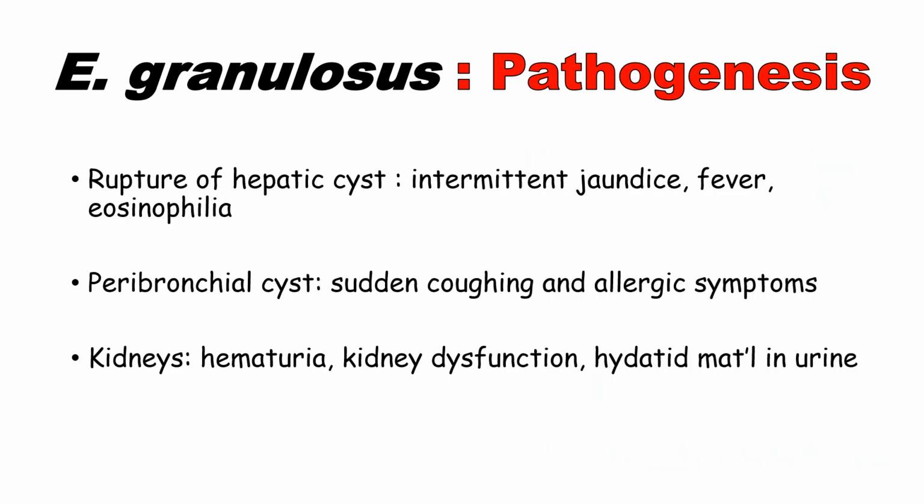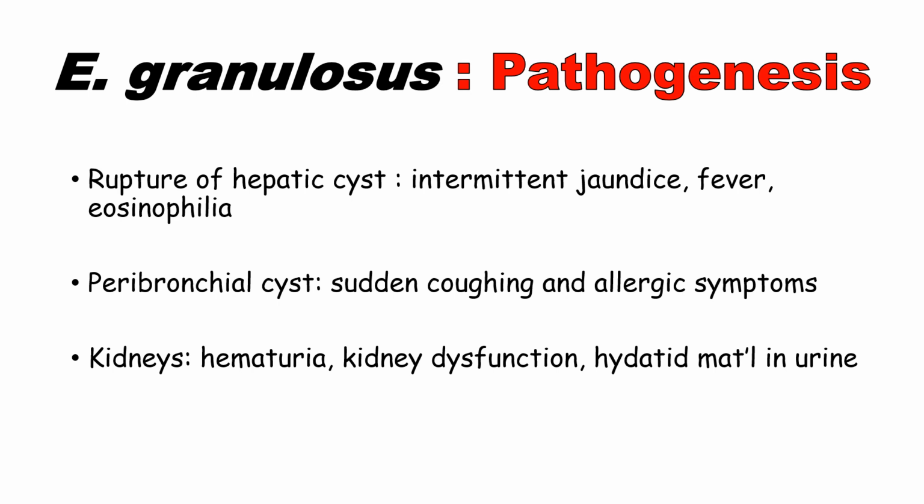So the pathogenesis also, guys, what contributes is the rupture of the hepatic cyst. Releasing the scolices might cause intermittent jaundice by damaging the liver, fever, and eosinophilia due to the released scolices or protoscolices. Definitely there will be an immune response.